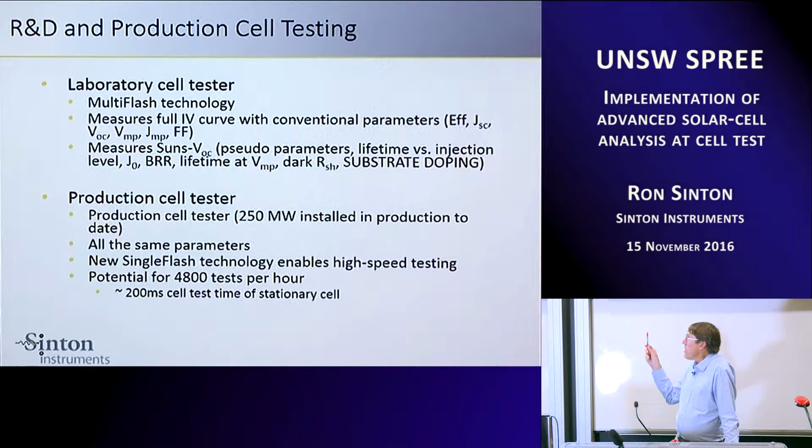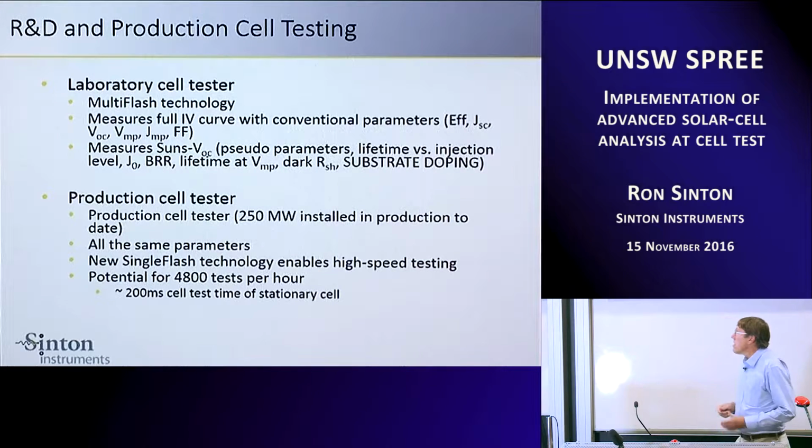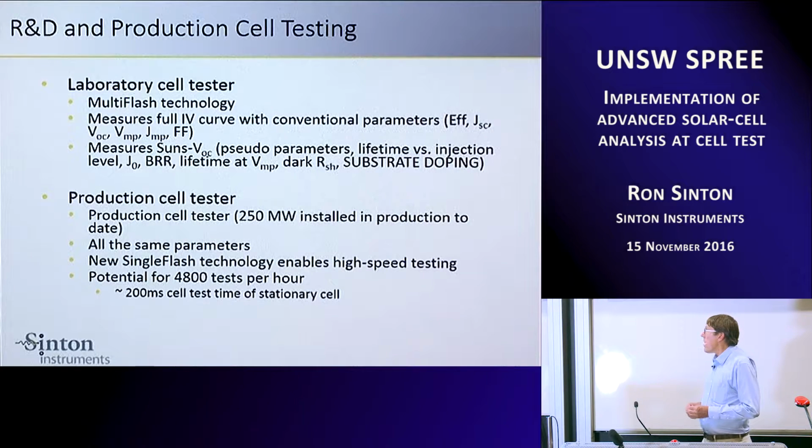And then we have the same capability in a production cell tester. And as of now, we've installed about 300 megawatts of this in production to date. And this has all the same capabilities, but it goes really fast, up to 4,800 wafers per hour.